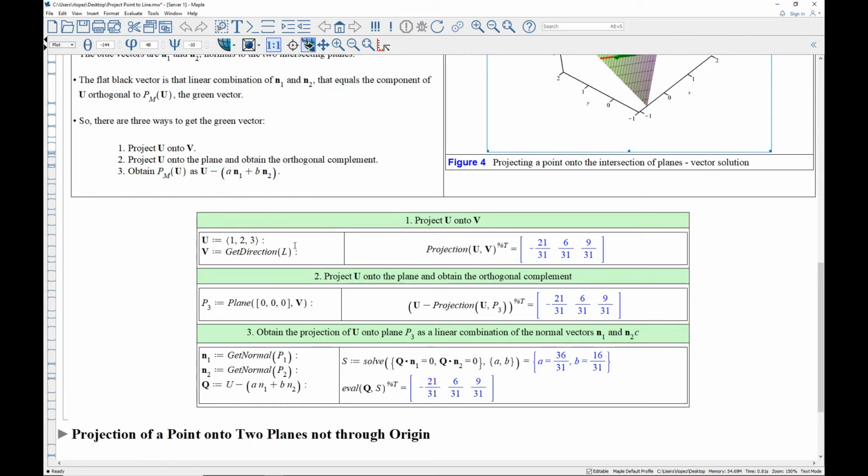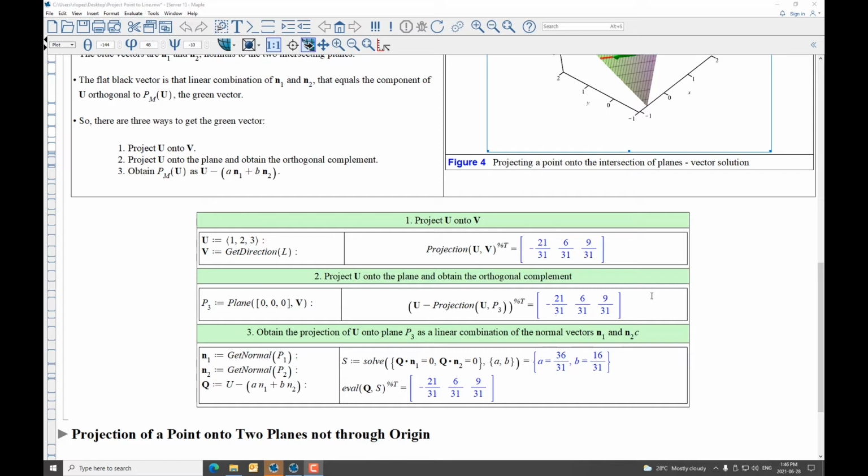Project U onto V. So here's U. V is the direction vector for the line, so an easy way to get that in Maple, using the tools in the multivariate calculus package, is to say, get the direction vector. Then project U onto V. Now I put a transpose here so it would print out horizontally to save some space. There's no commas. This is a row vector. A Maple list would have commas in between.